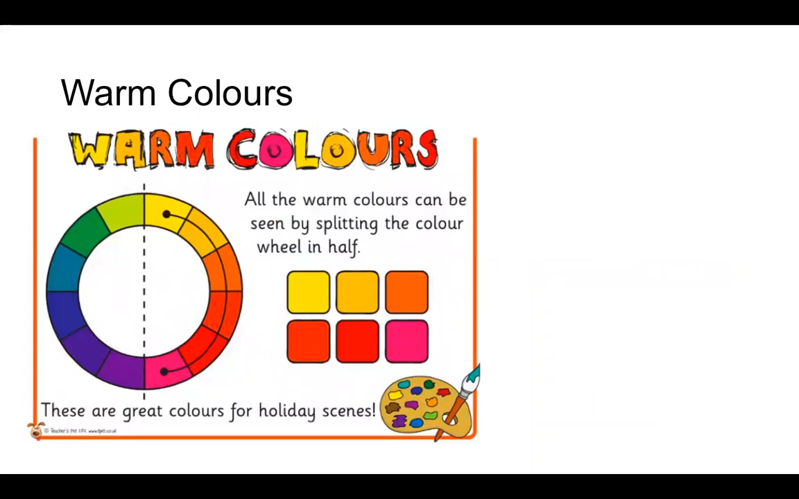Warm colours. You will notice in our photograph that we'll be using today as a stimulus that there are lots of warm colours in the skyline. And on this colour wheel here, you can see that the colours on the right hand side of the colour wheel are yellow, orange, red and pink, and these are known as the warm colours that are great for holiday scenes, or in this case, a nighttime skyline scene.